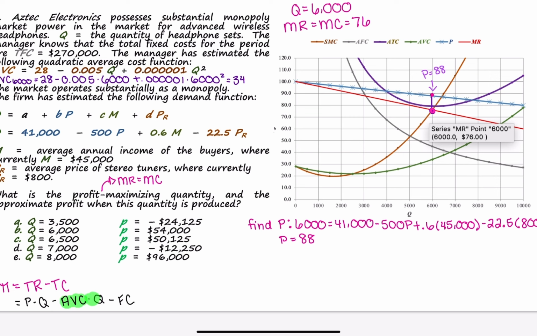So we are going to have pi equals 88 times 6,000 minus our average variable cost, which I already went ahead and solved and got 34. So 34 times 6,000, minus 270,000, gives us $54,000. So our answer is B.